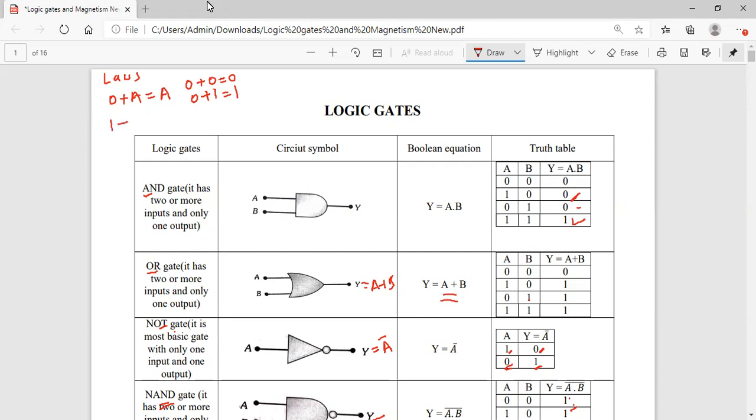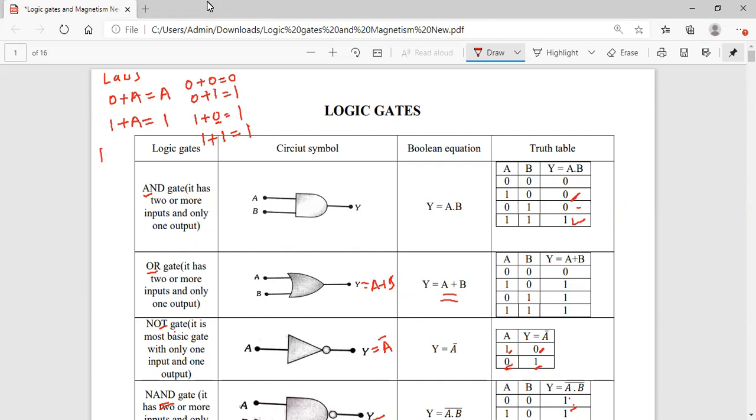Second one, 1 plus A is equal to 1. Example: 1 plus 0. If you put A equals 0, it's 1. If I put A equals 1, 1 plus 1 is equal to 1. Therefore, 1 plus A is equal to 1.